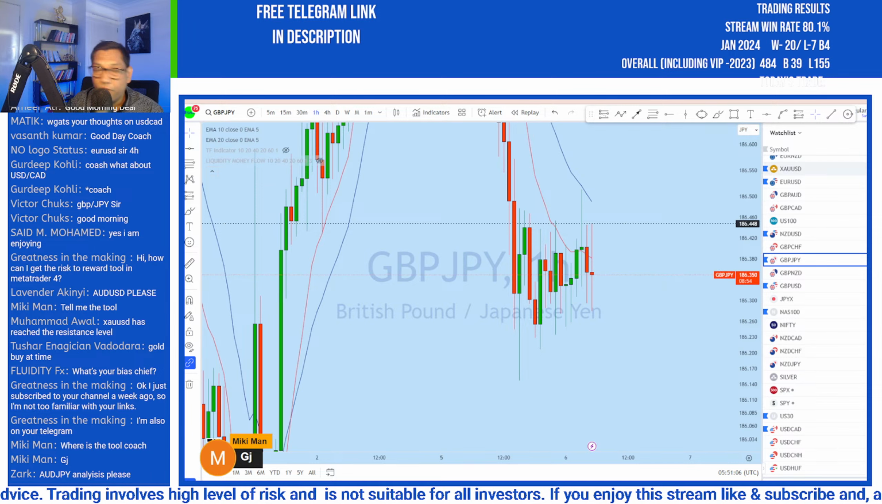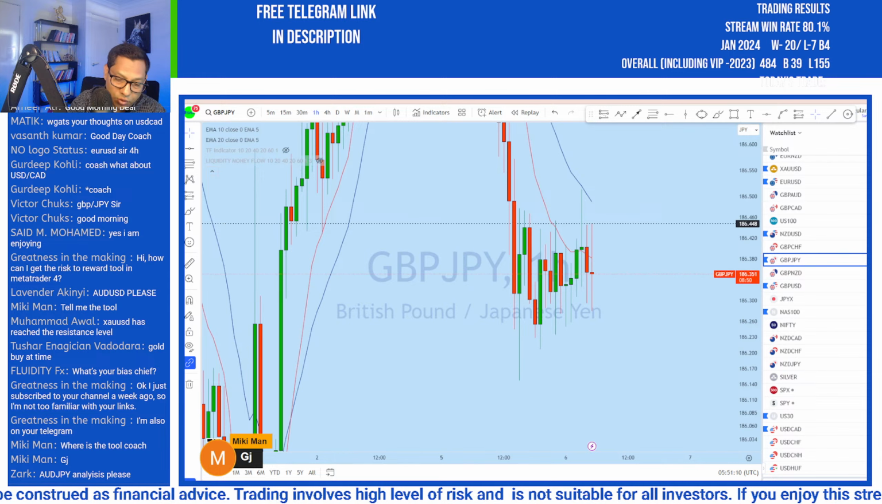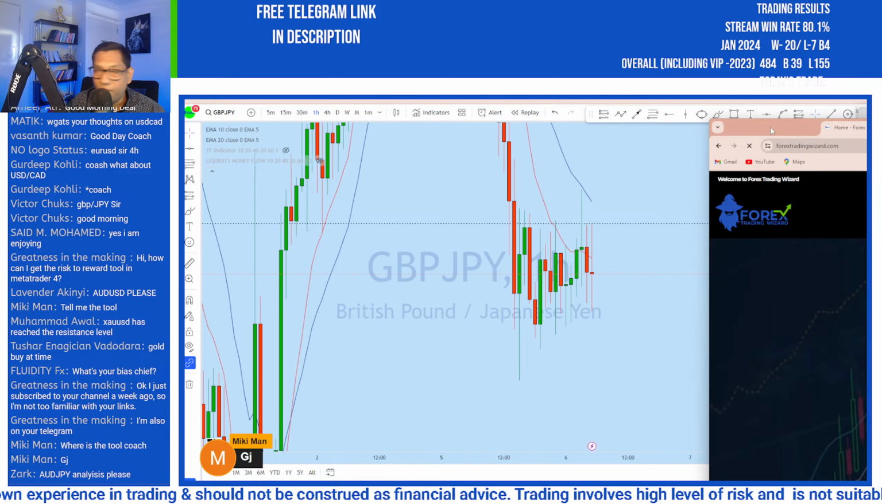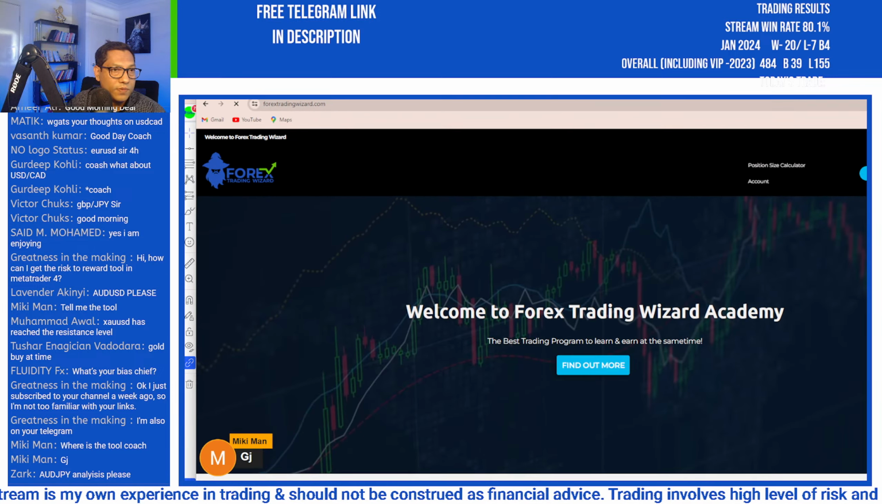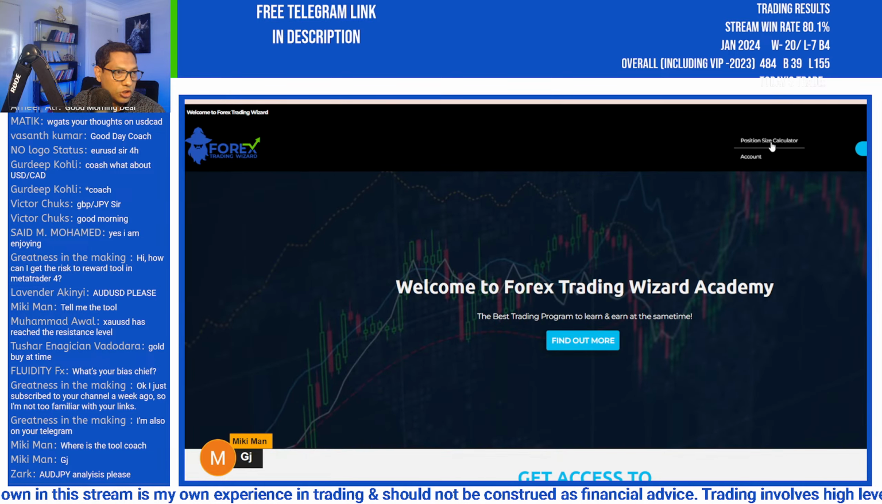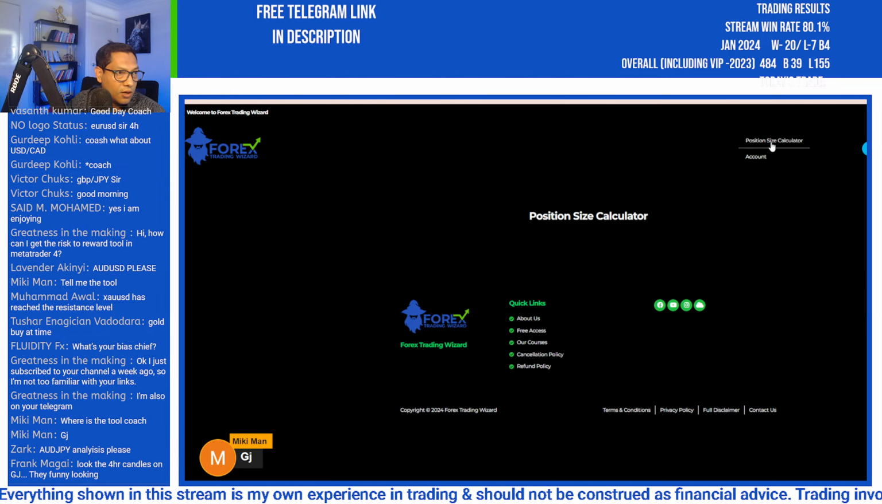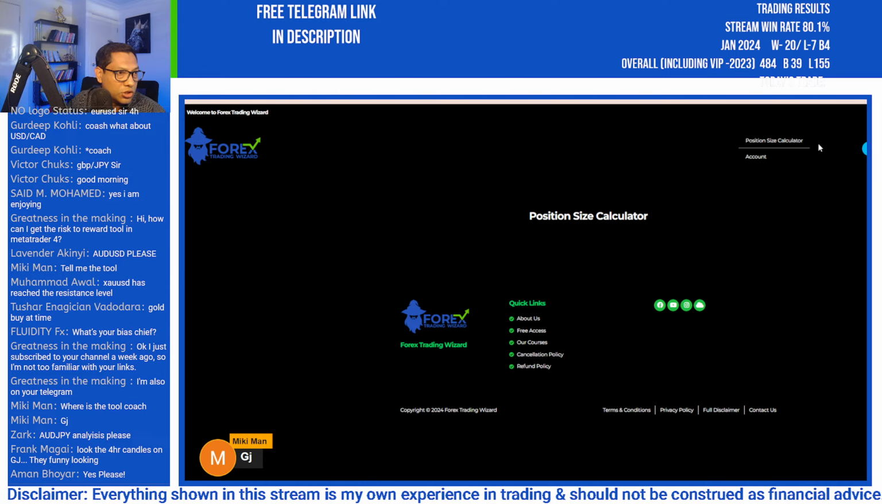And also for the lot size, if you visit the website, if you don't have the lot size calculator for your MetaTrader 4 or MetaTrader 5, you still can use the website to find the position size calculator. You see that? Visit the website and then click position size calculator.